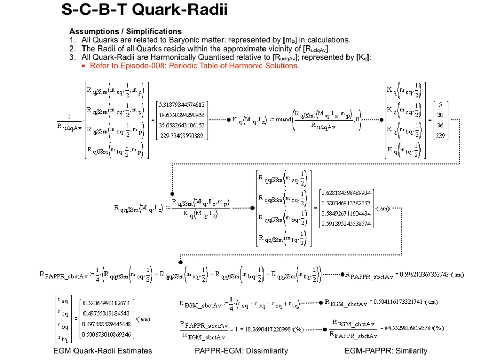Our derivation commences with three basic assumptions / simplifications. Number 1. All quarks are related to baryonic matter, represented by the mass of the proton in calculations. Number 2. The radii of all quarks reside within the approximate vicinity of the average up and down quark radii stated on the previous slide. Number 3. All quark radii are harmonically quantized relative to average up and down quark radii, represented by K sub Q. The solution algorithm appearing on screen should be straightforward, easy to follow and self-explanatory.